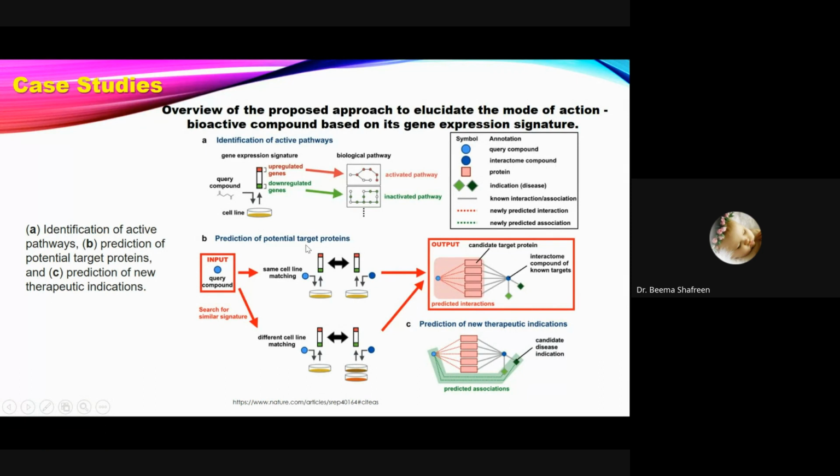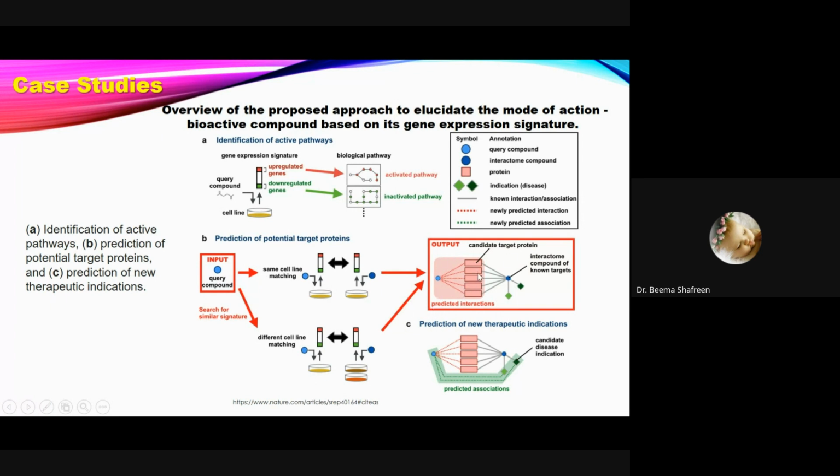Prediction of potential target proteins. You have a query compound, and this query compound is used in a particular cell line where upregulation and downregulation occur, and the binding of this query compound to the target proteins can be identified. This target protein, on the other end, shows the interactome, and this interactome can be involved in a particular disease. Other associated diseases can also be studied. And similarly, similar signature compounds can be identified for this query compound, and those can also be taken to the cell line and tested based on the upregulation and downregulation.